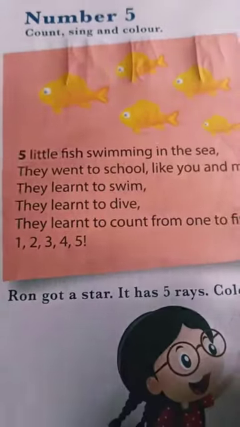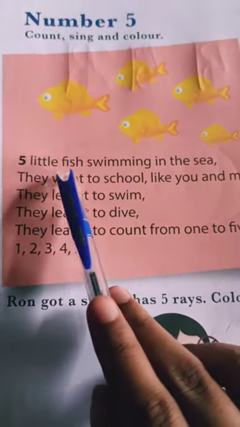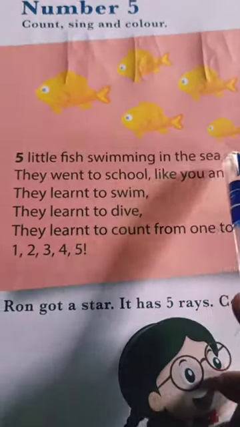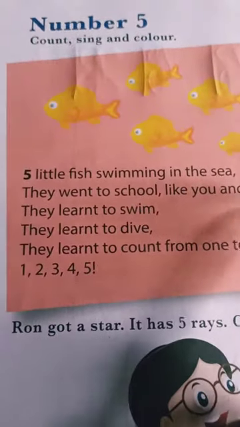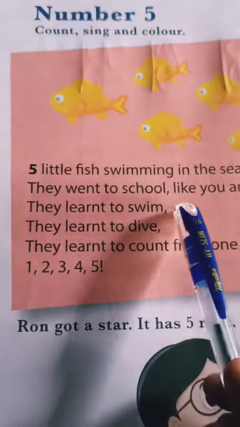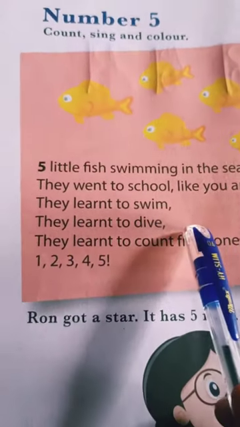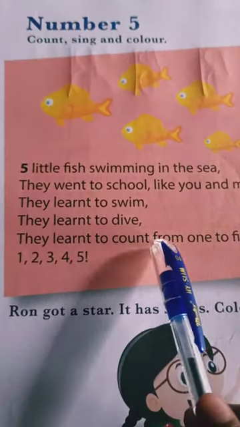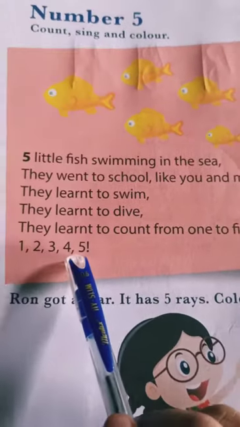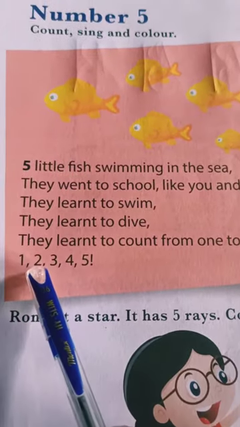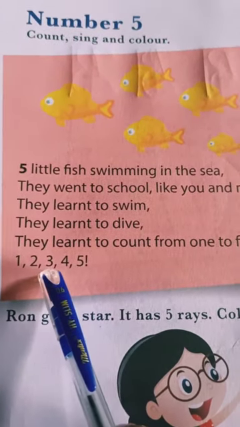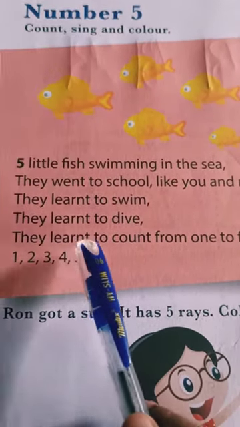And here we have a very sweet number rhyme. Come and sing with me. 5 little fish swimming in the sea. They went to the school like you and me. They learned to swim. They learned to dive. They learned to count from 1 to 5. 1, 2, 3, 4, 5.